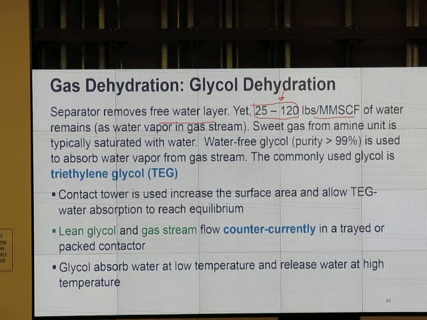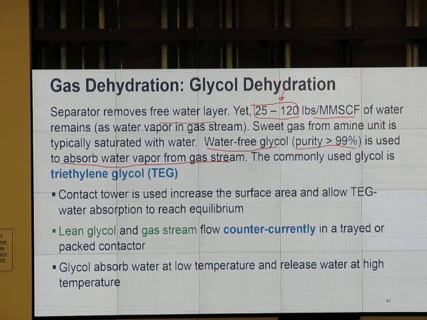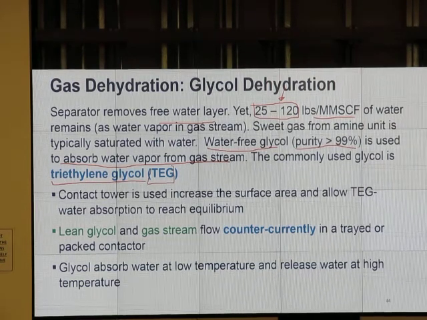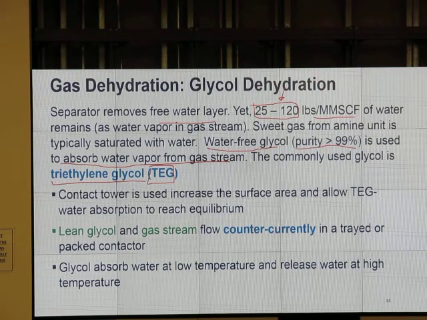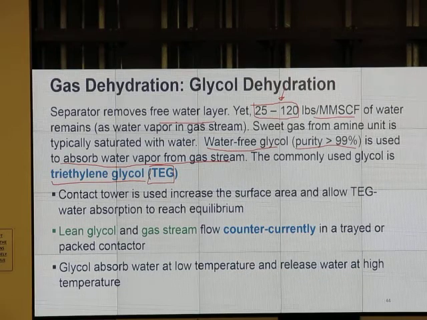So water-free glycol, quite pure, is used to absorb water vapor from the gas stream. The commonly used glycol is triethylene glycol, TEG. You should know this. Okay? You should know this one, TEG.